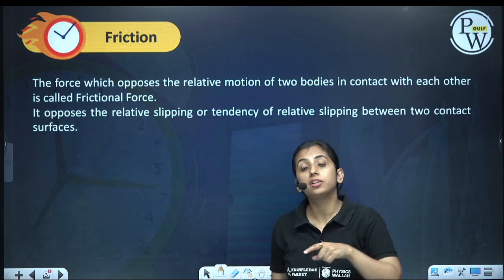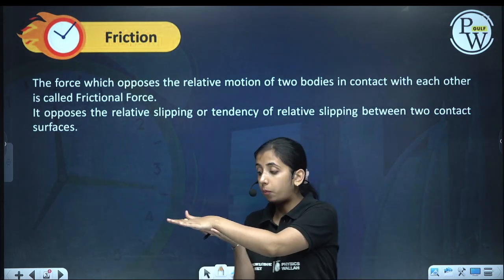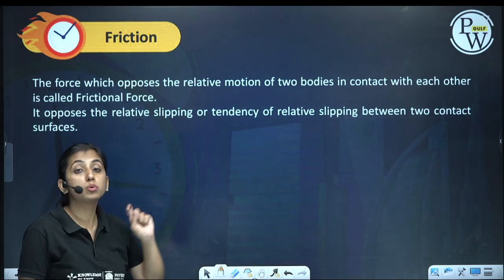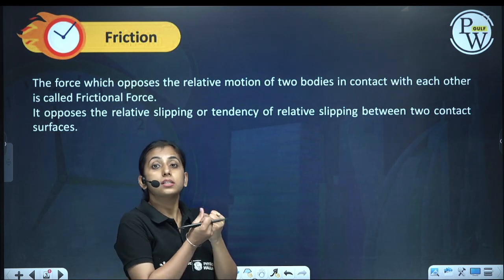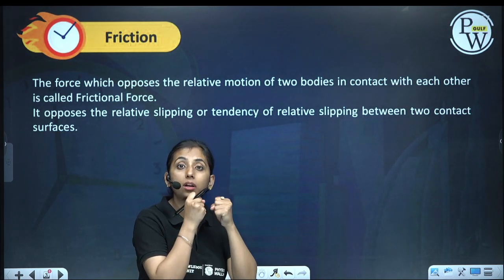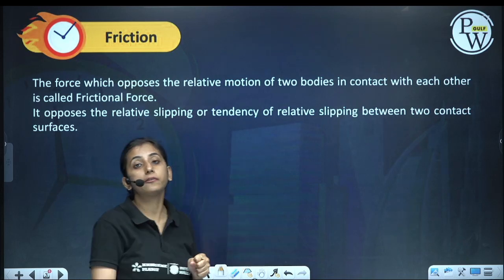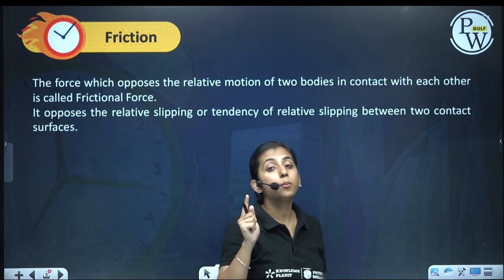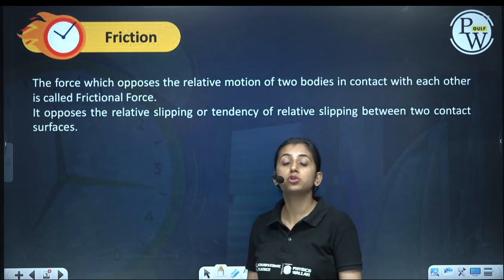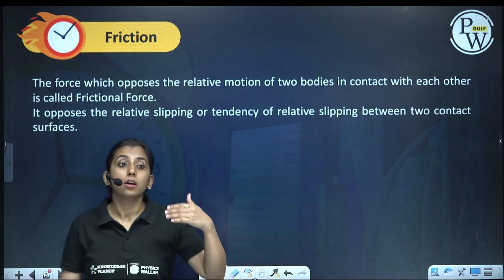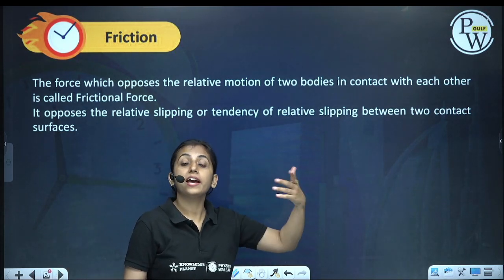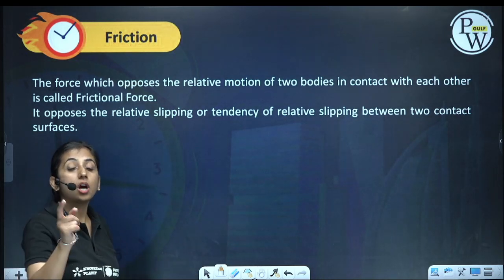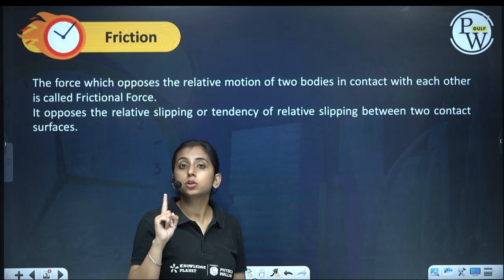When one body tries to slide over the surface of the other body, then the lower surface will not allow the upper one to slide on it. It will exert a force to not let the upper body slide on its surface. That force is called friction. So what does it oppose? It opposes relative motion, not motion. You will many times see that the frictional force is in the direction of motion of the body. So friction is the force which opposes relative motion, not motion.